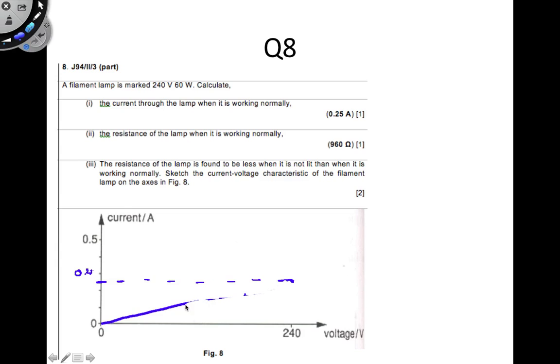So how will it look like? If my resistance is increasing, that means my potential difference should be increasing faster than my current. So the curve should be steep at the start before it gradually evens out to somewhere here. This is your answer for this part. So we're done with question 8 as well.